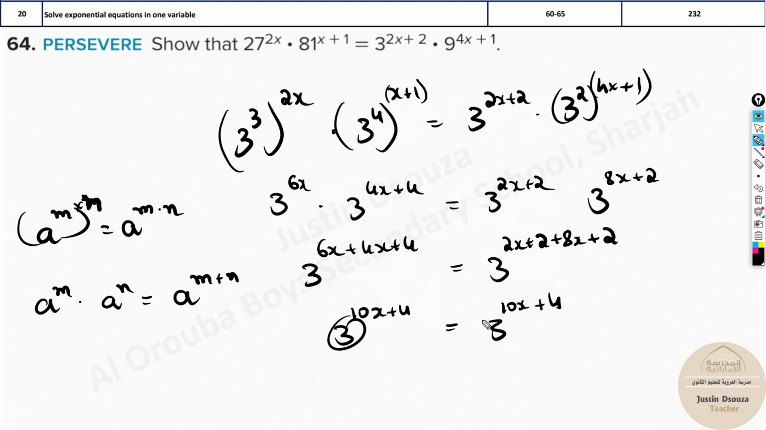Now these bases are the same, so you can equate whatever is the power. 10x plus 4 equals 10x plus 4. And now over here what you do is you simplify, take it to the other side. Here 4 cancels, divide by 10, and also x cancels. It is basically 1 equals 1. It's an identity. All the time it's true. Both the sides are absolutely true because you're getting both the sides as the same.